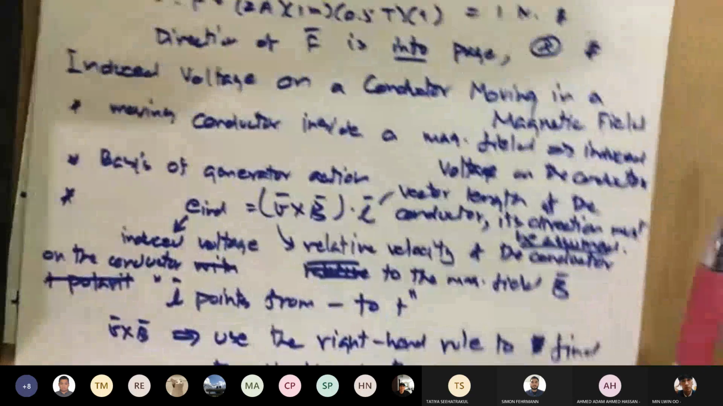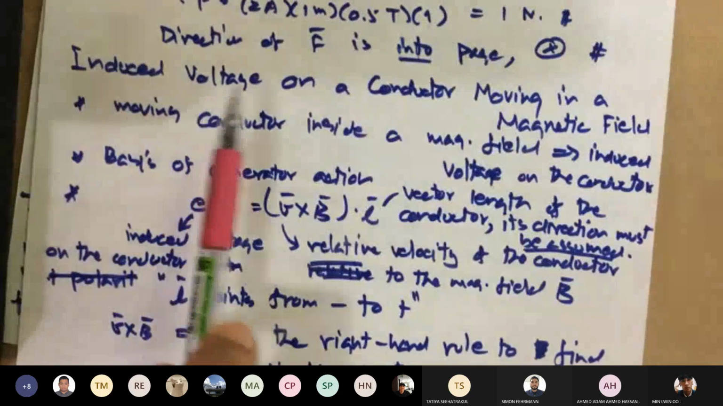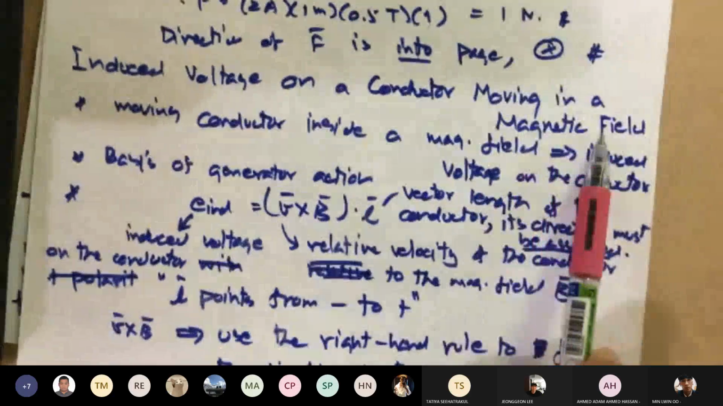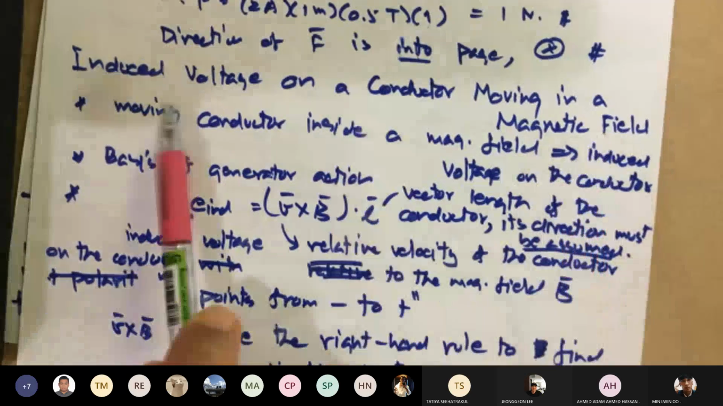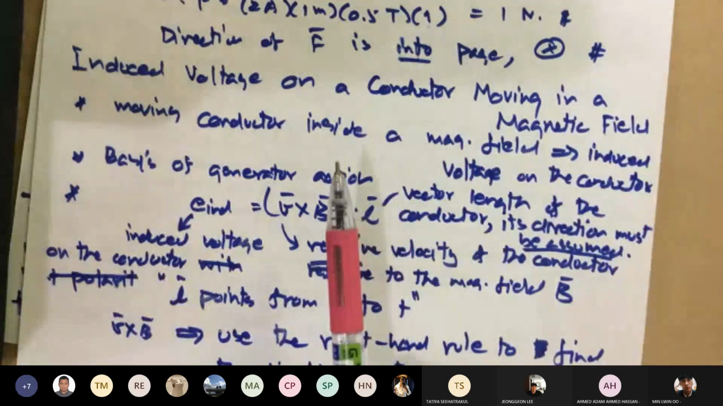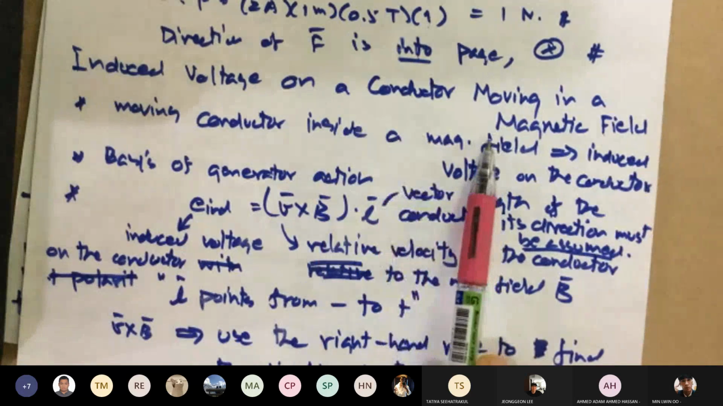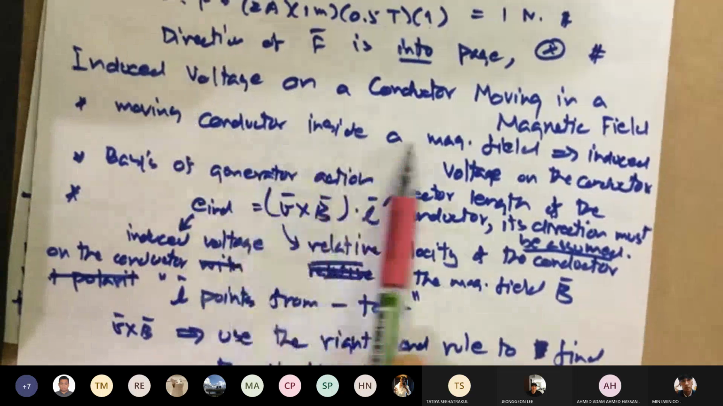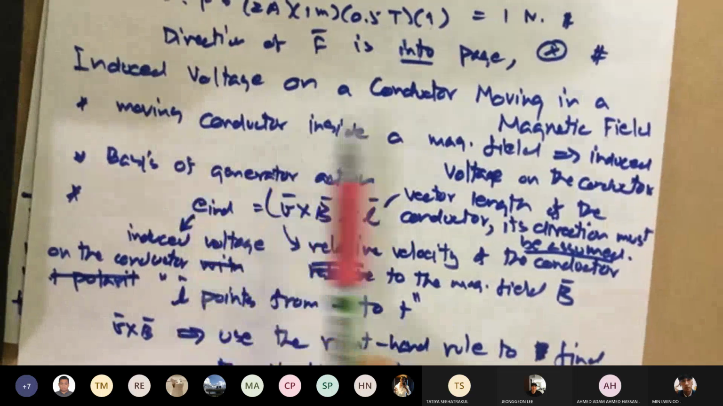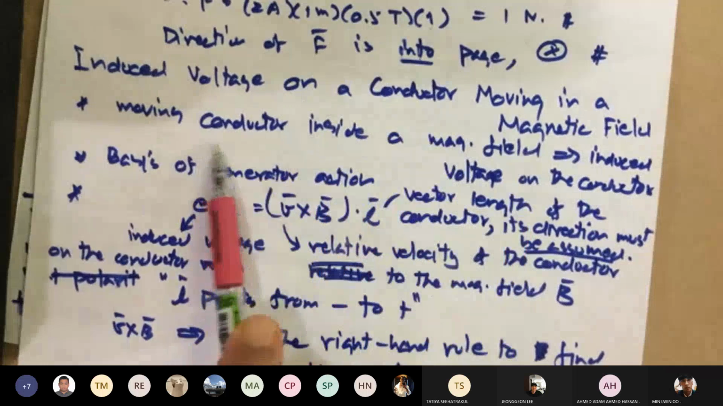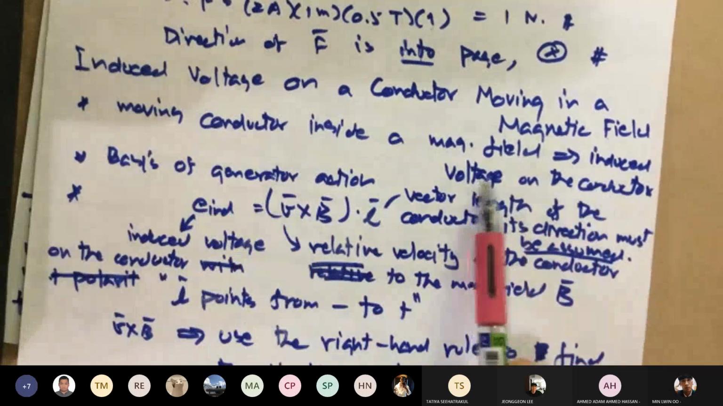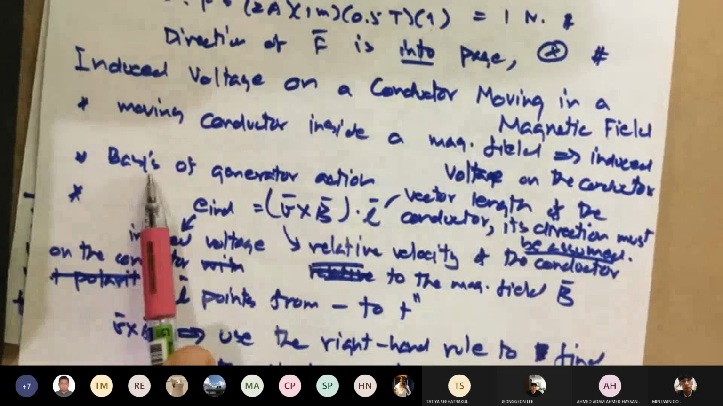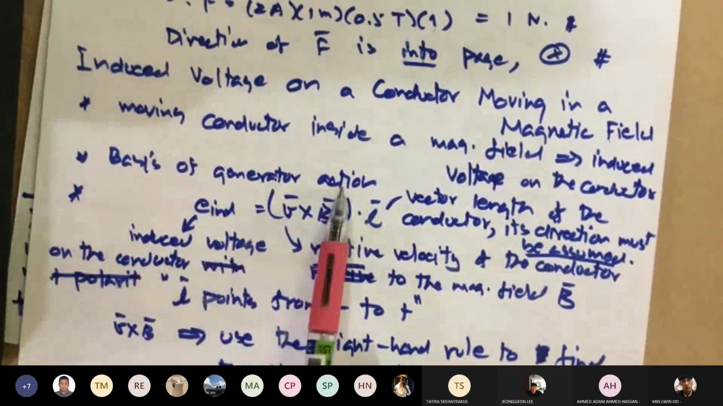This time is the opposite of motor. We have induced voltage on a conductor, again moving in a magnetic field. As you can guess, this will be the basis of the generator. Why is that? Because you have a conductor moving in a magnetic field, mechanical. The resulting motion of that conductor induces a voltage on the conductor. So mechanical to electrical. This is the basis of generator action.